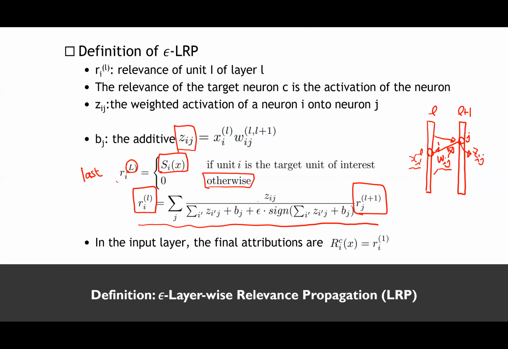This is computed for all nodes j to which i is connected in the next layer. The contribution is multiplied by this equation, and the summation of this will be the relevance of i to the final value for the class c, here the garden snake. So in the input layer, the final attribution is R_i^c(x).